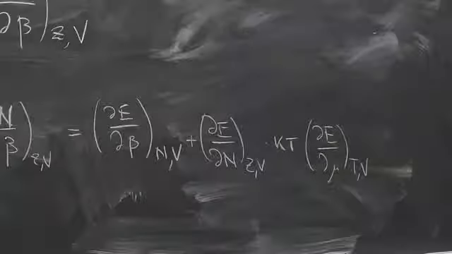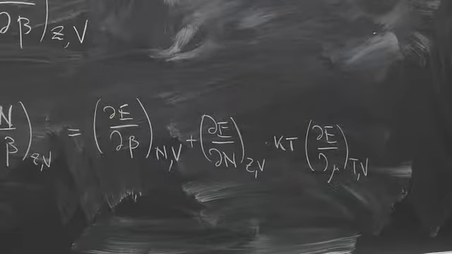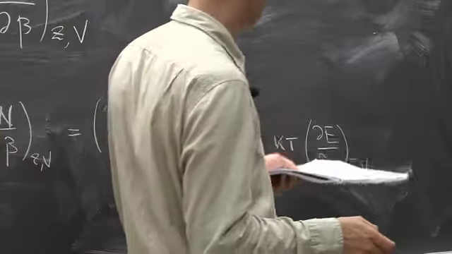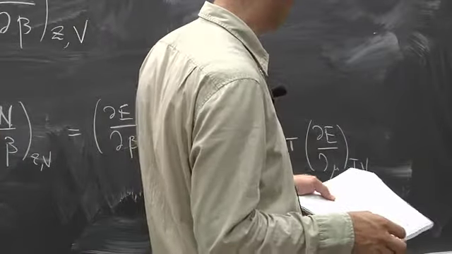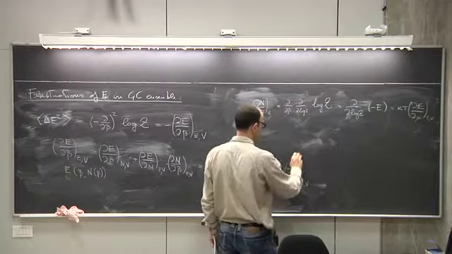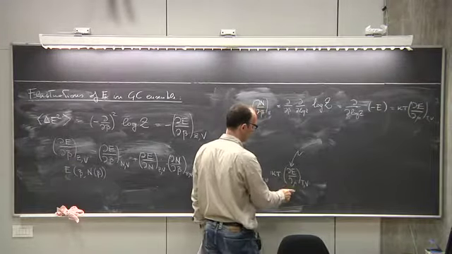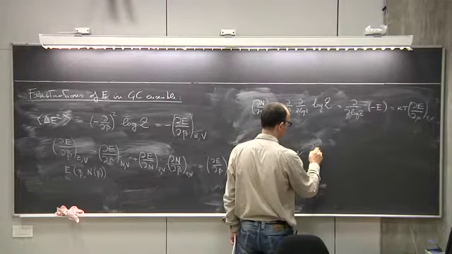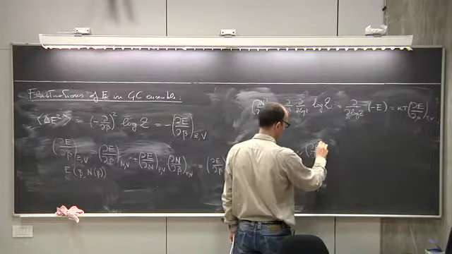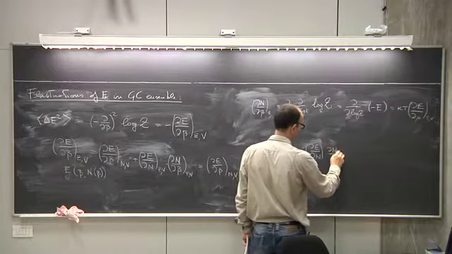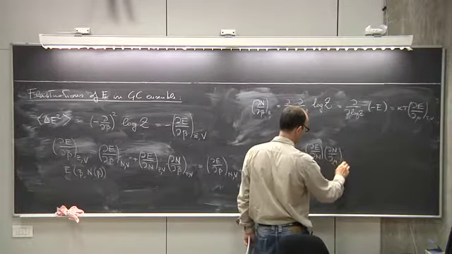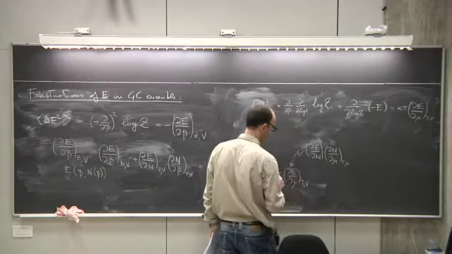Okay? But now I can also write the derivative of this. So this derivative of energy with respect to μ, I can write it as the derivative of E with respect to N times the derivative of N with respect to μ. Okay?